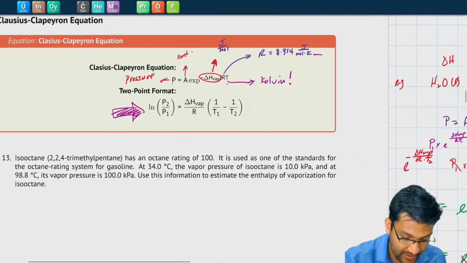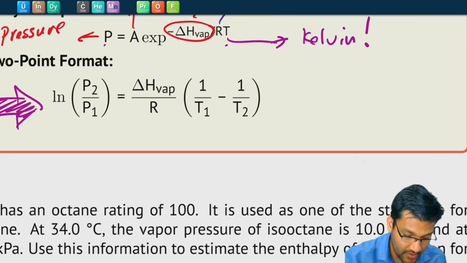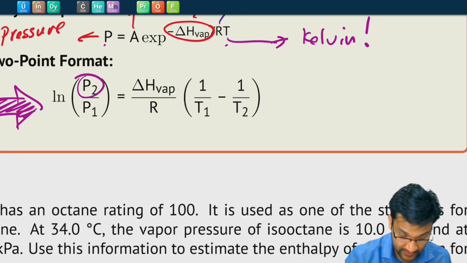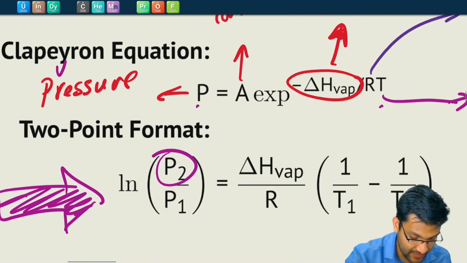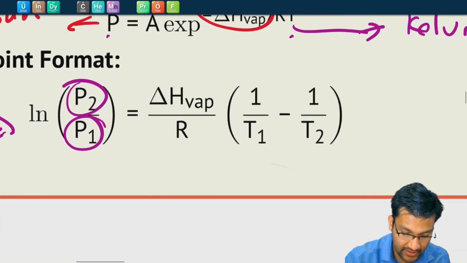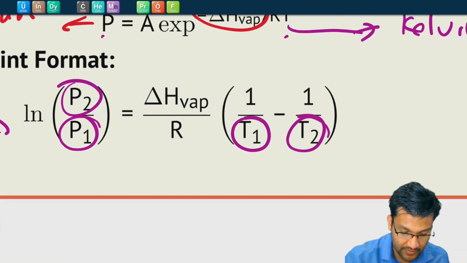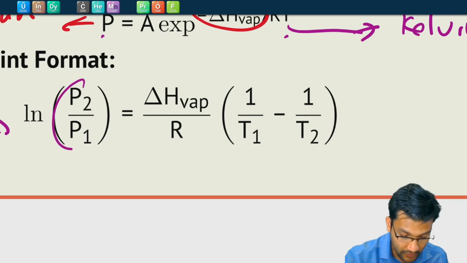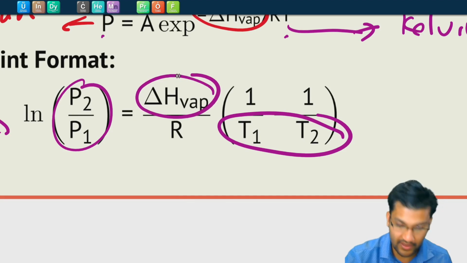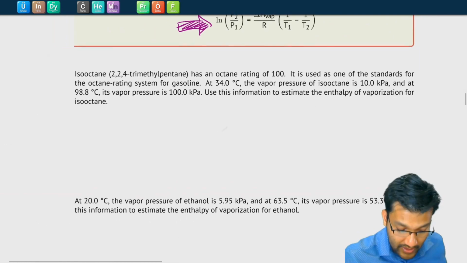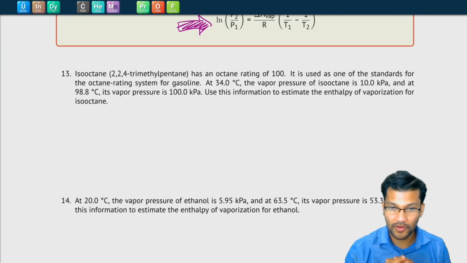Spent a long time getting there, but we use this 2-point form when we want to figure out how the pressure or temperature changes. P is a vapor pressure, let's specify vapor pressure. P1 is vapor pressure in the beginning, T1 is the temperature in the beginning, T2 is the temperature at the end. So if you knew any three of those, you can find the fourth one. Or if you knew all four of these, you can find what the enthalpy of vaporization would be for that liquid. So with all that done, let's do one for practice.